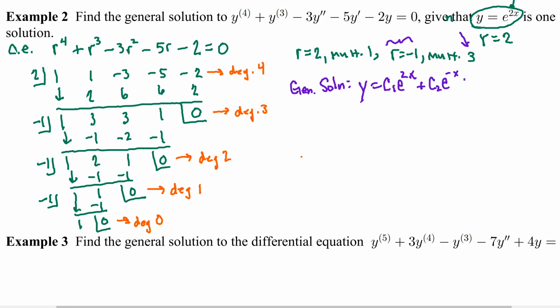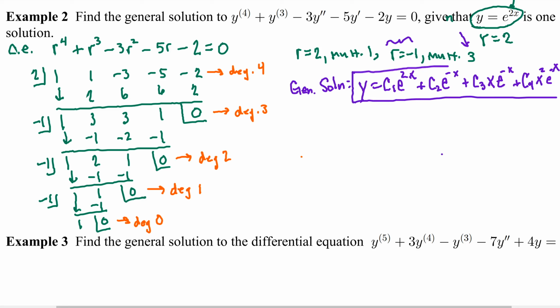Now, if I add another term, c sub 3 e to the -x, those will not be linearly independent. So I'm going to multiply this one by an x, giving x times e to the -x, because those are linearly independent. But remember, we need this one to repeat 3 times. So I'm going to need one more term, c sub 4. I'm going to multiply it by another x, so we get x squared e to the -x. So this is our general solution.